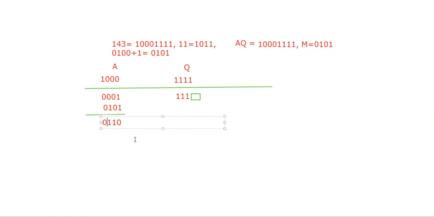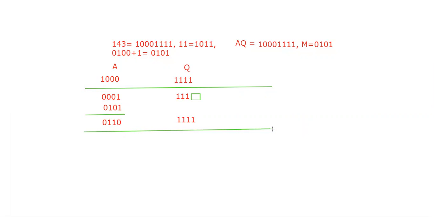And when the number is positive, what we do is we set this Q0 bit to 1. So we are going to set this Q0 bit to 1. So here again we will have 1, 1, 1, 1. In this way our first step is completed. So this was our first step.